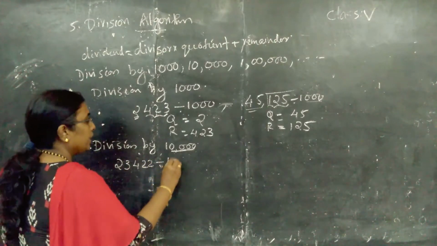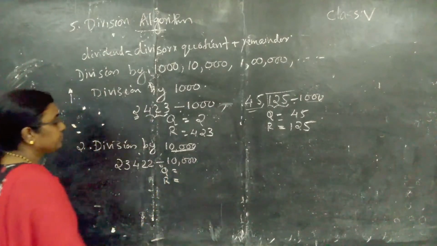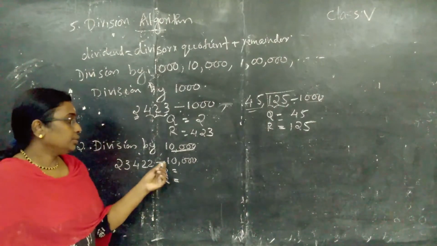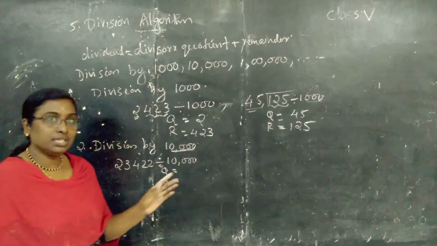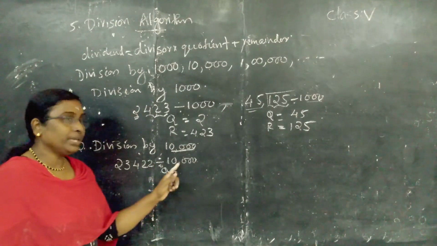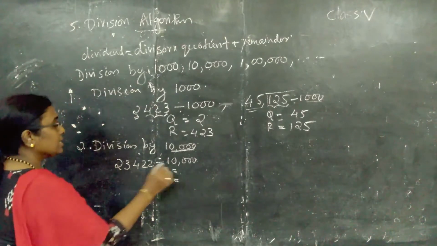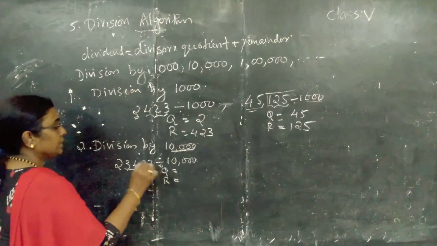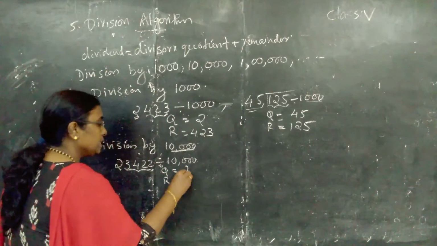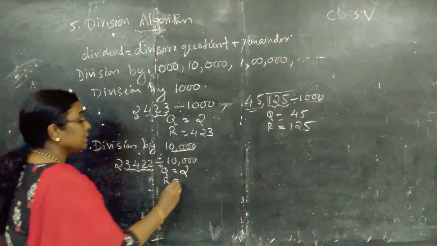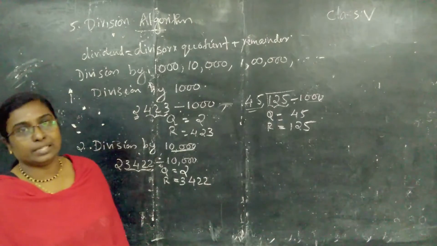23,422 divided by 10,000. Here, quotient and remainder. To divide a number by 10,000, remove the last, how many digits? 4 digits, since 10,000 consists of 4 zeros. So, remove the last 4 digits to get the quotient. Remove these digits. We get 2. So, 2 is the quotient and these 4 digits will become the remainder. 3,422 is the remainder.